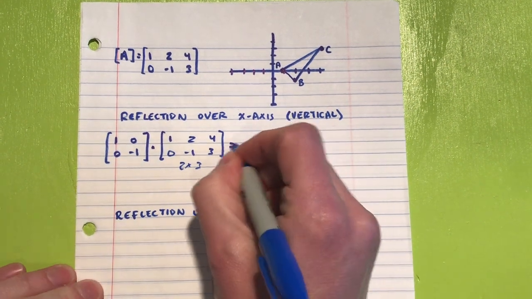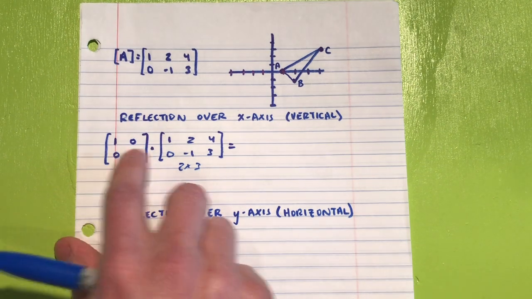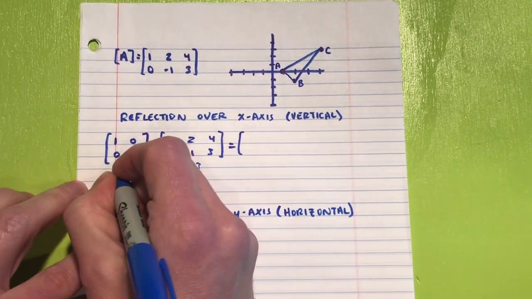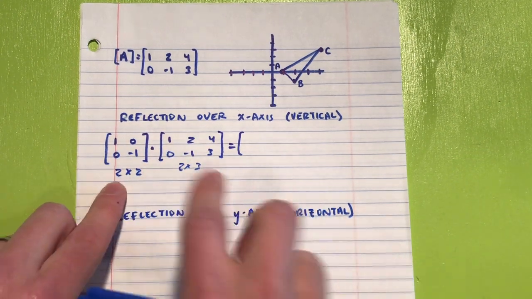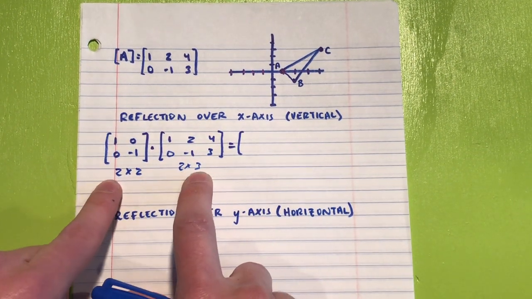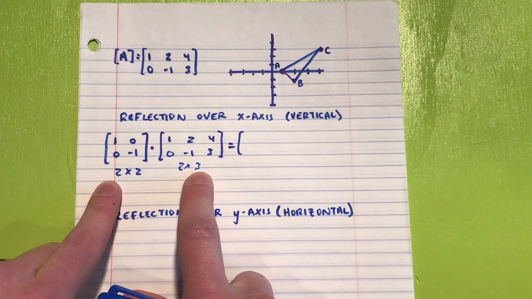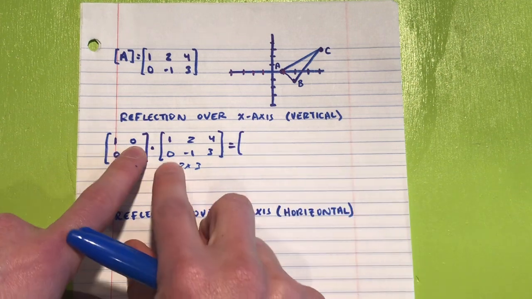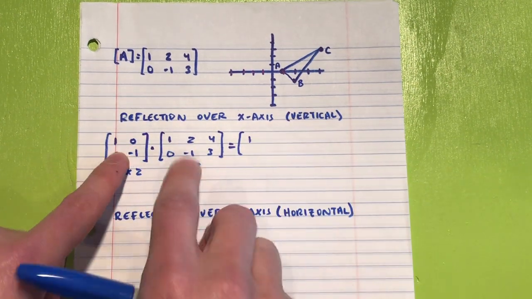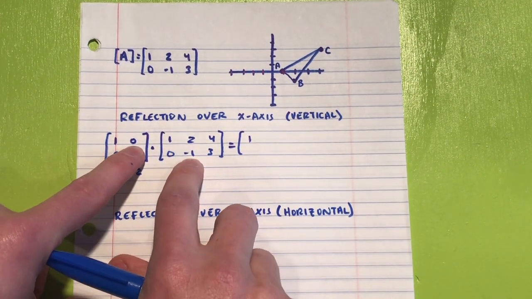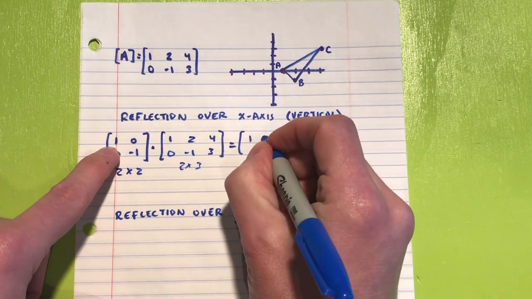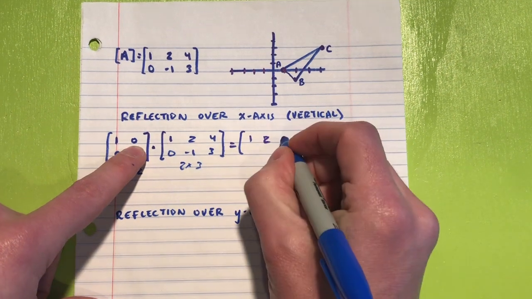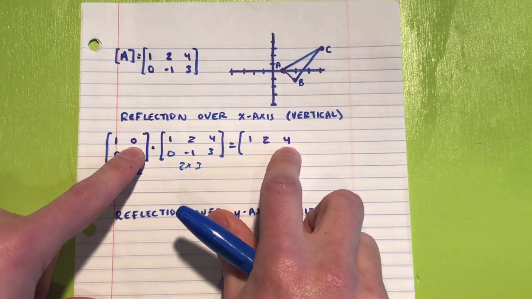-1. When we multiply, remember, row by column, it's going to give us a 2 by 3 matrix, because with 2 by 2 and 2 by 3, the inner dimensions match, and the outer dimensions give us the product matrix. So row by column, we have 1 times 1 plus 0 times 0. We have 1 times 2 plus 0 times -1. We have 1 times 4 plus 0 times 3. Notice that the horizontal values stay the same.